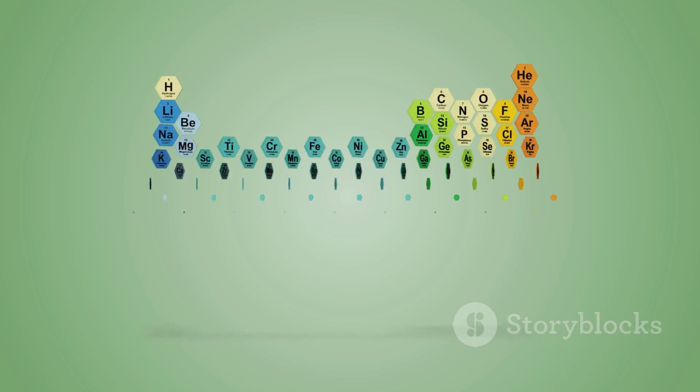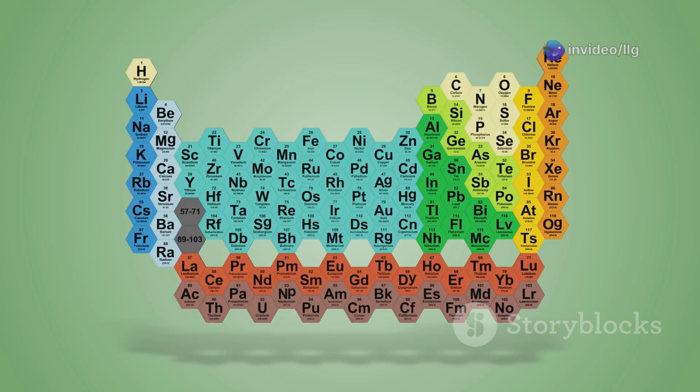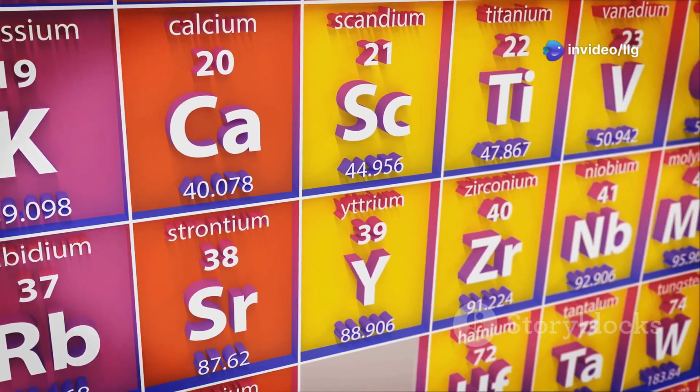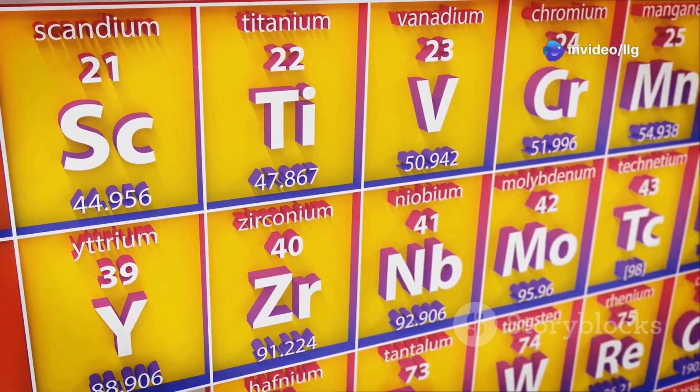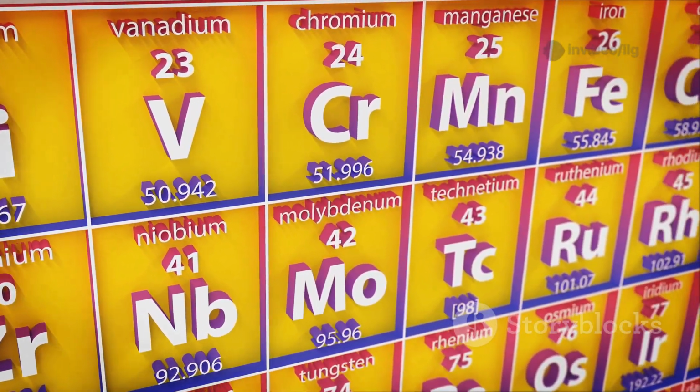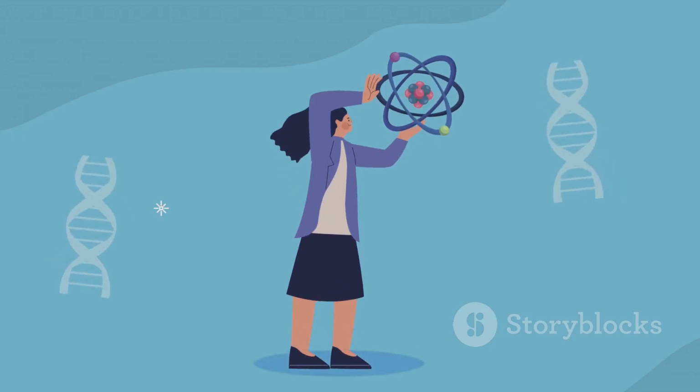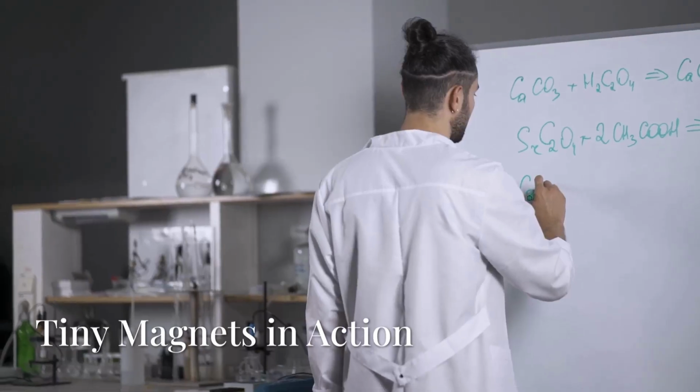Understanding effective nuclear charge helps explain trends in the periodic table, such as why atomic size decreases from left to right across a period and increases from top to bottom within a group. It's all about the balance of forces within the atom.